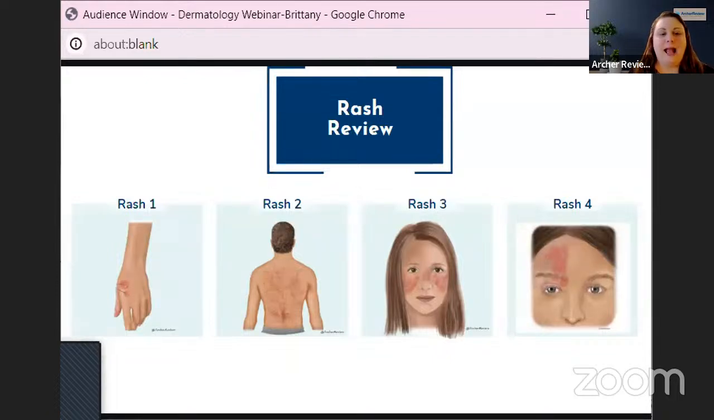So rash number 1. You can see it is a round area on the hand. It's going to be fungal. Anybody had any guesses there? It's that classic ringworm, right? And depending on where it's at in the body, we have those silly little names, like Tinea barbae in the beard, Tinea manum on the hand. So it's all just fancy names for fungus, okay?